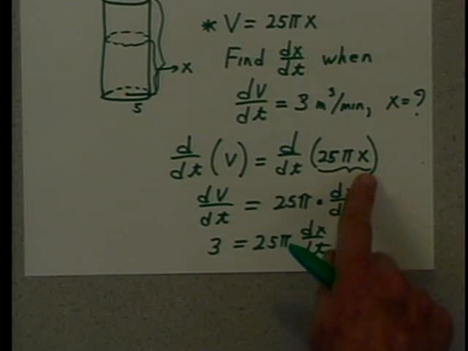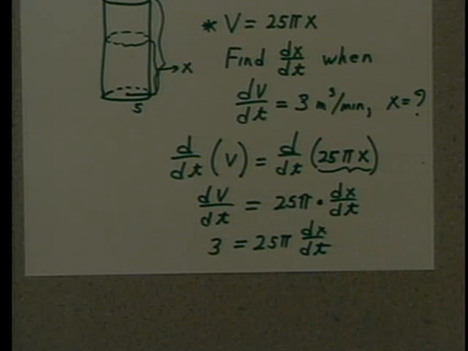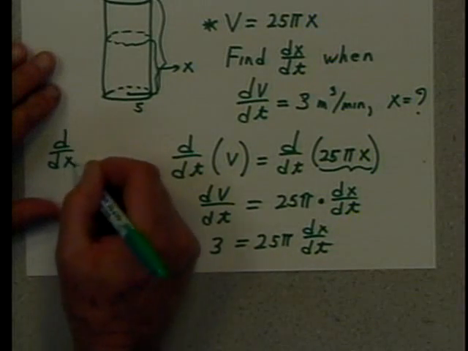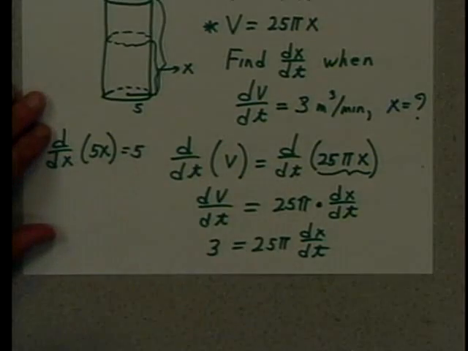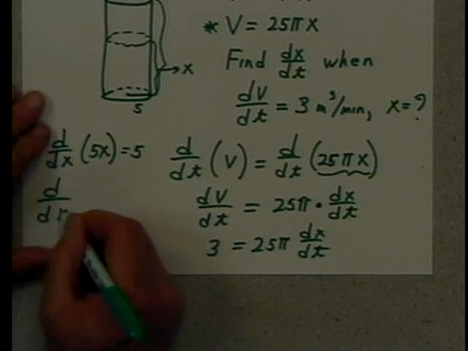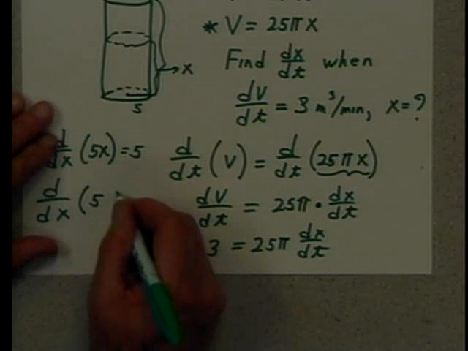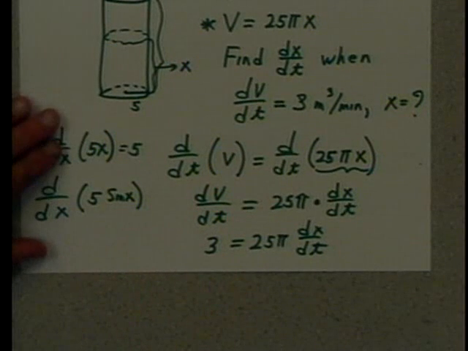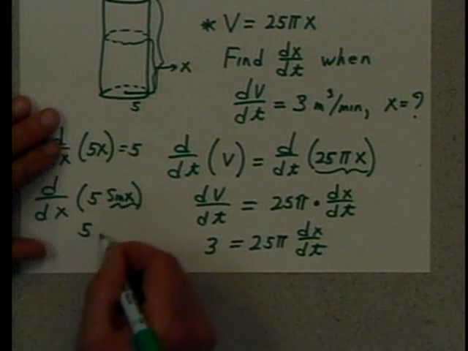Not like there was an x squared there, then it'd be 2 times 25 pi times x to the first. But if you're taking the derivative of just x, it's just dx/dt. Right? Well, come on, what's the derivative with respect to x of 5x? Do you stumble on that? 5. Oh, just 5, right? What's the derivative with respect to x of 5 sine x? It'd be 5 cosine x. 5 times the derivative of sine x.